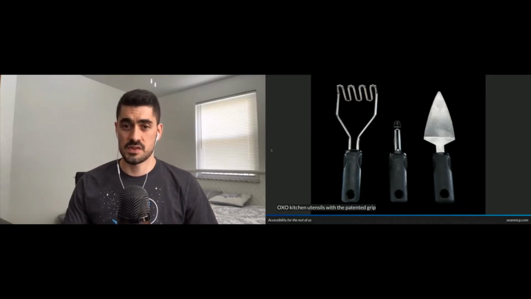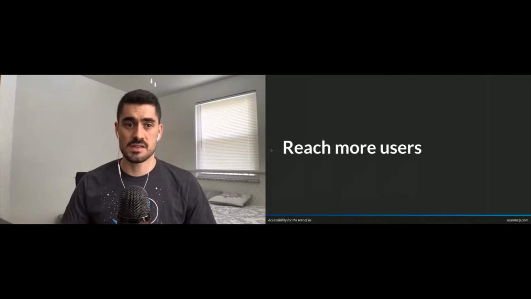But the design wasn't just better for her, it was better for everyone. The guy who designed it, he loved it too. It was so good that he founded a company, OXO, around his accessible innovation. The OXO peeler was the best on the market because it was accessible. Nowadays, you'll be hard-pressed to find a peeler without a big rubber grip. Which brings us to our second reason, which is that accessible products reach more users.